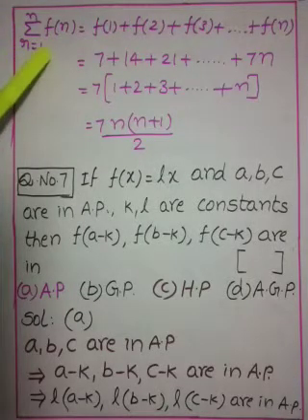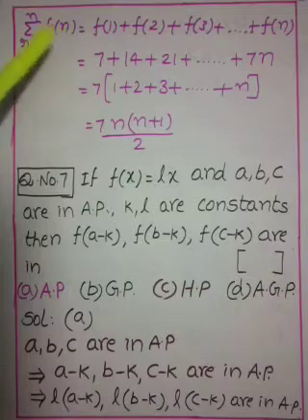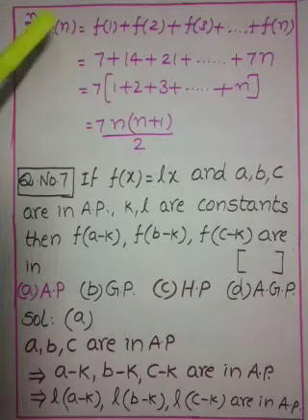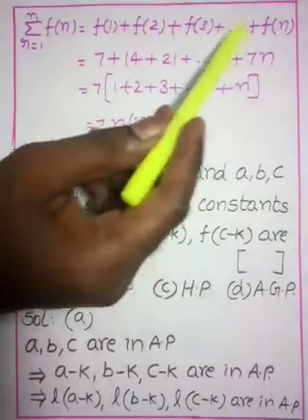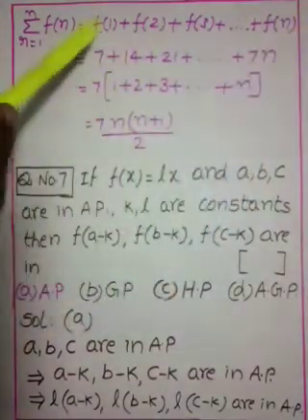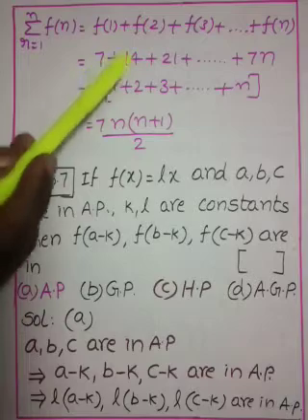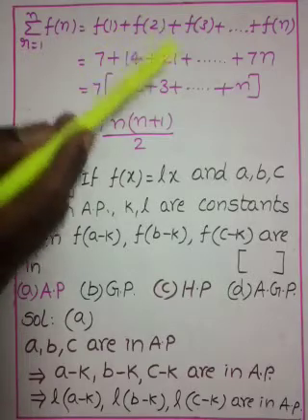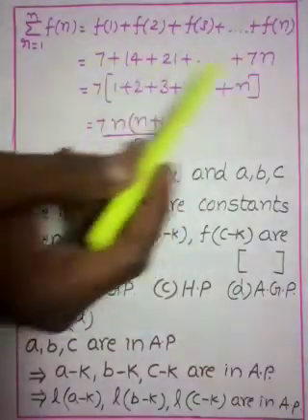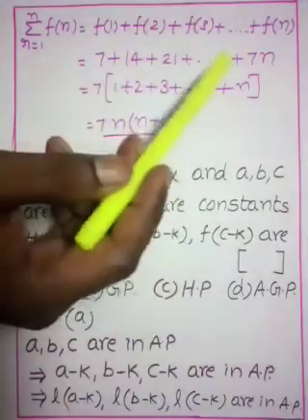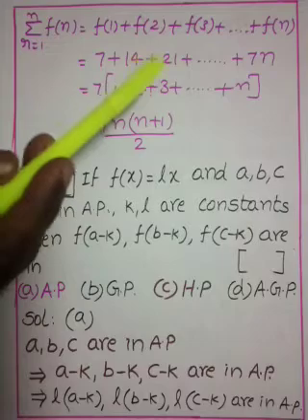Sigma r is equal to 1 to n f of n. If we expand this sigma, what will you get here? f of 1 plus f of 2 plus f of 3 plus and so on plus f of n. You know f of 1 value is 7, f of 2 value is 14, f of 3 value is 21 and so on. If you observe this series, it is in the form of AP.